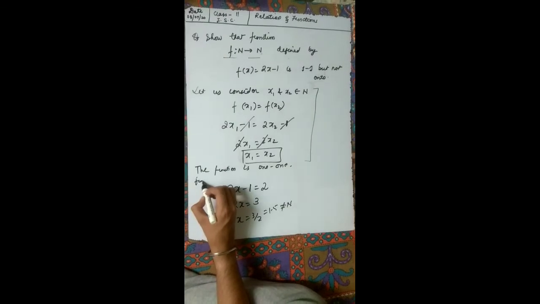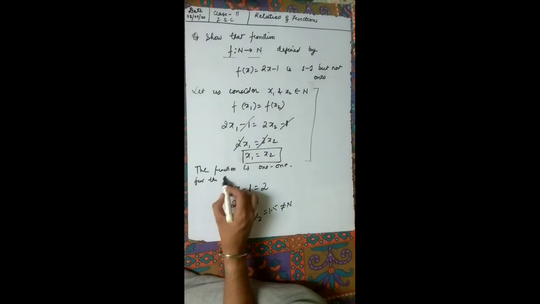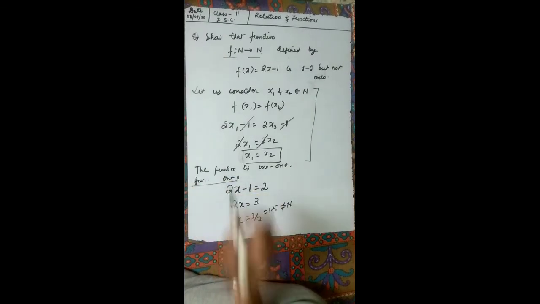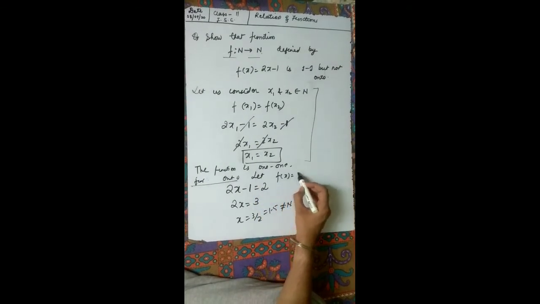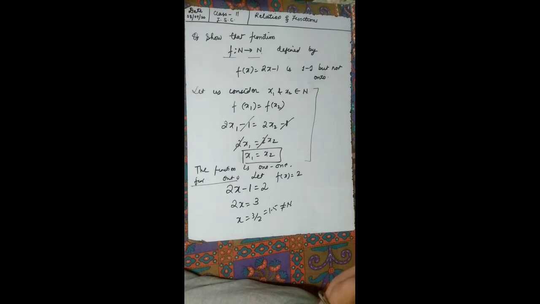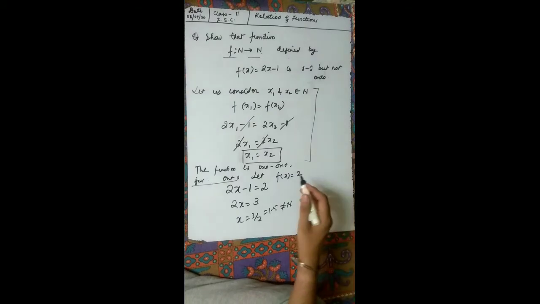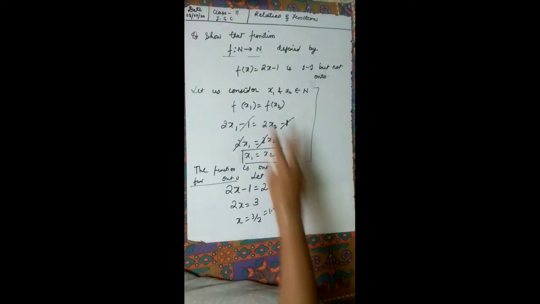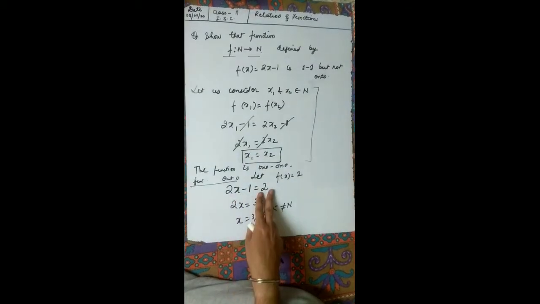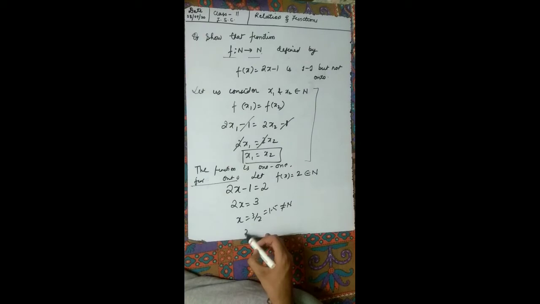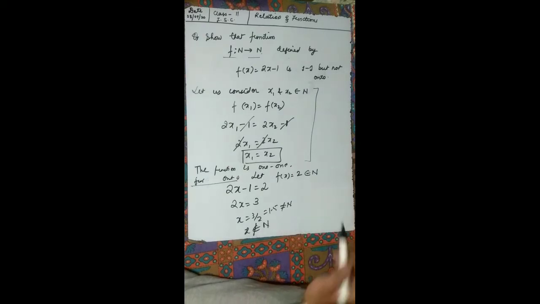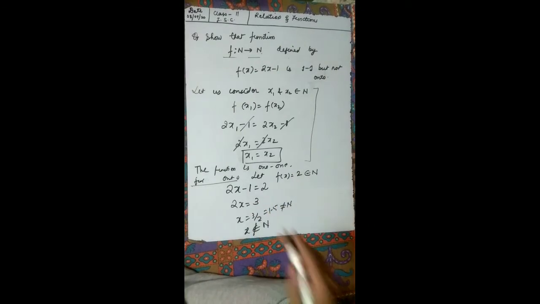So for onto, let f(x) is equal to 2. Okay, no, f(x) is equal to 2 we are considering. So 2x minus 1 equal to 2, which belongs to natural number. Here x does not belong to natural number, hence it is not onto. So like this you have to use your logic and solve such questions.